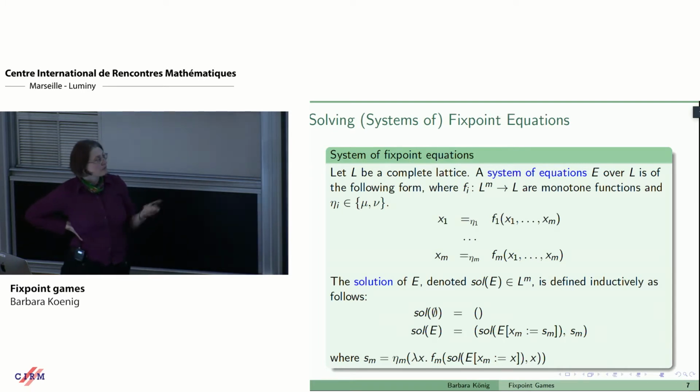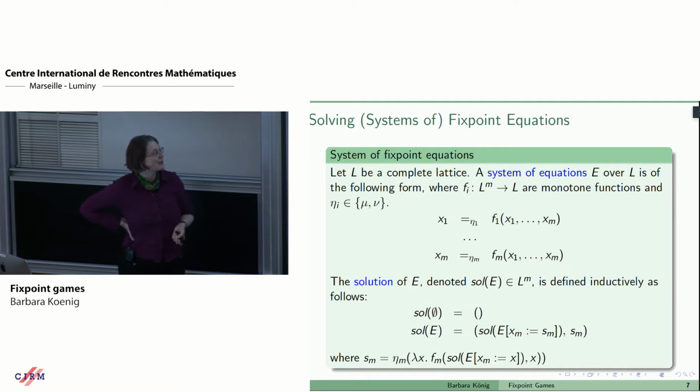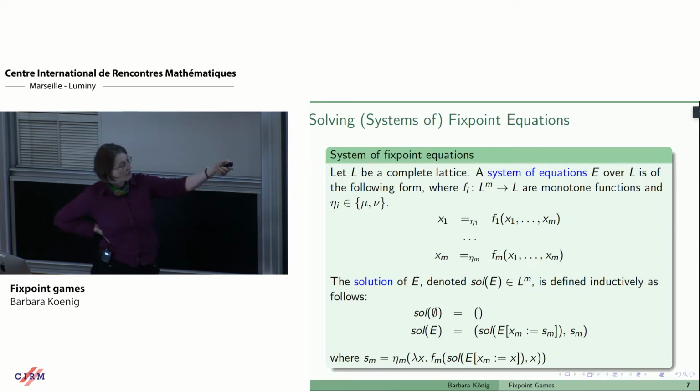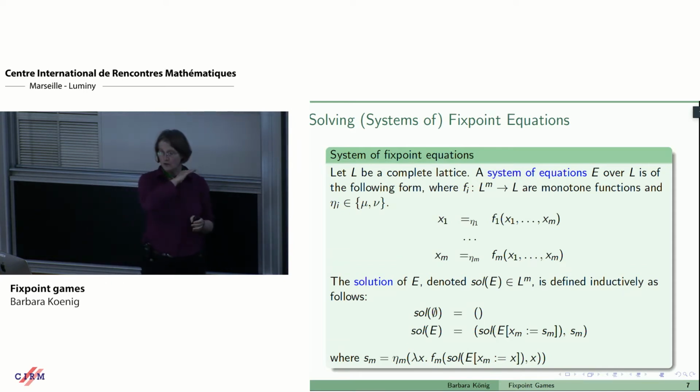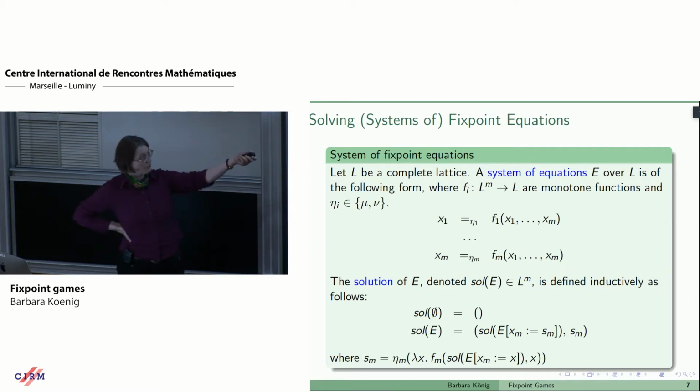And then basically the recursion equation is as follows. You want to solve a system of m fixed point equations. What you do, using this notation E with xm assigned to Sm, basically means you fix the last variable xm and set it to some fixed element. In this case, this element is Sm. And you forget about the last equation. Then you have a system of only m-1 equations over m-1 variables. Then recursively, you solve this system. And then you give back the solution.